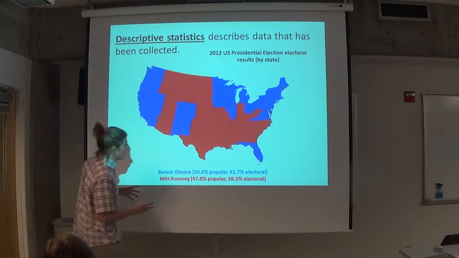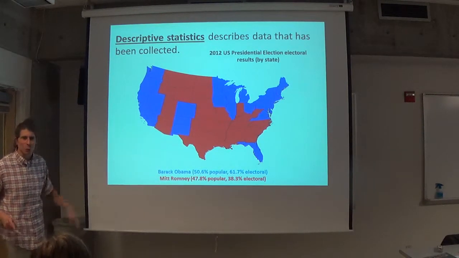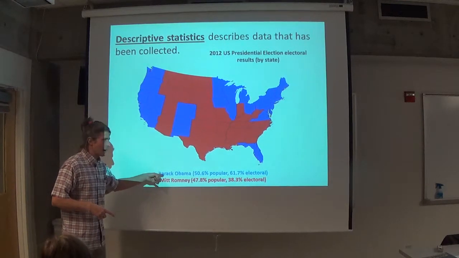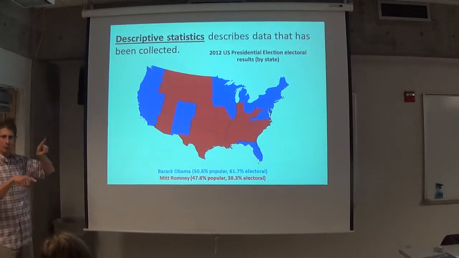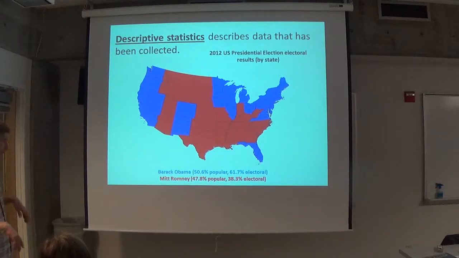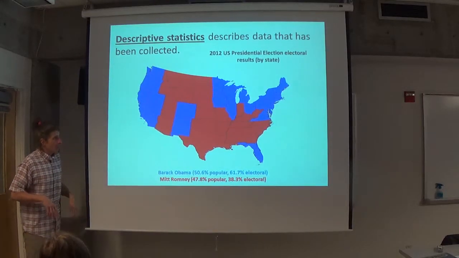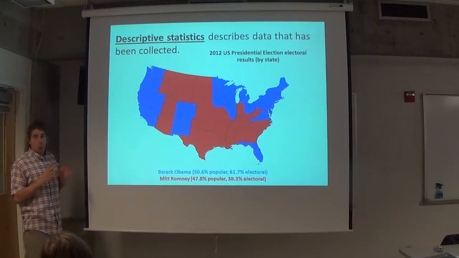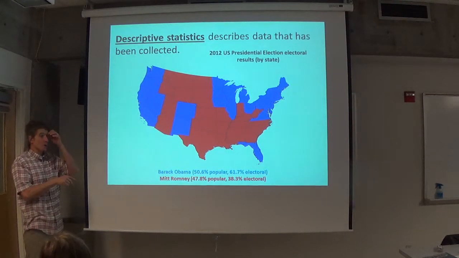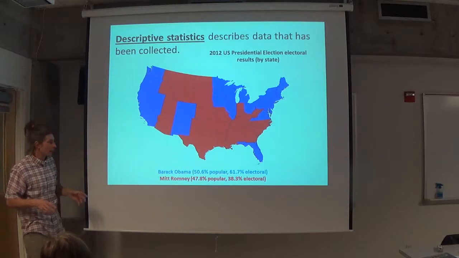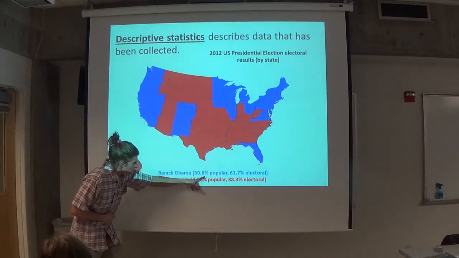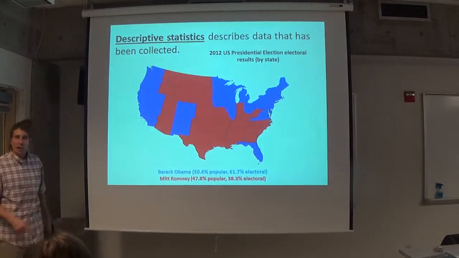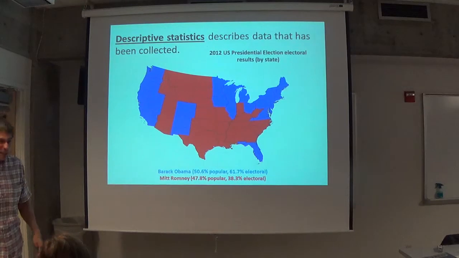Here's a map of the United States. It's just the contiguous states, not Alaska nor Hawaii. I think Alaska went to Romney, and I think Hawaii went to Obama, and I think it's fairly normal for Alaska to go conservative and Hawaii to go more liberal. But this is what happened electoral-wise in 2012 between Obama and Romney in the presidential campaign. Obama got 50.6% of the popular vote. Romney got 47.8%. The astute among you might notice that doesn't add to 100%.